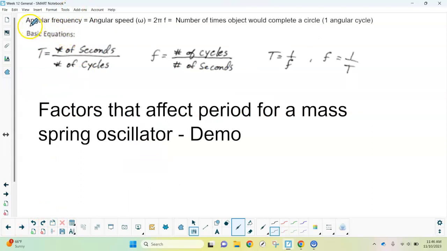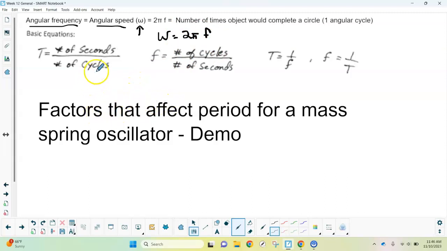Another term that we're going to study is called angular frequency or angular speed, and that uses the same letter to represent angular speed that we used before with rotational kinematics. Omega represents angular speed, and it's just 2 pi times f. It's saying basically the number of times it would complete one cycle or one circle. That would be 2 pi times the frequency. So if you know the frequency, you multiply it by 2 pi, and that's going to get you the angular speed. Okay.